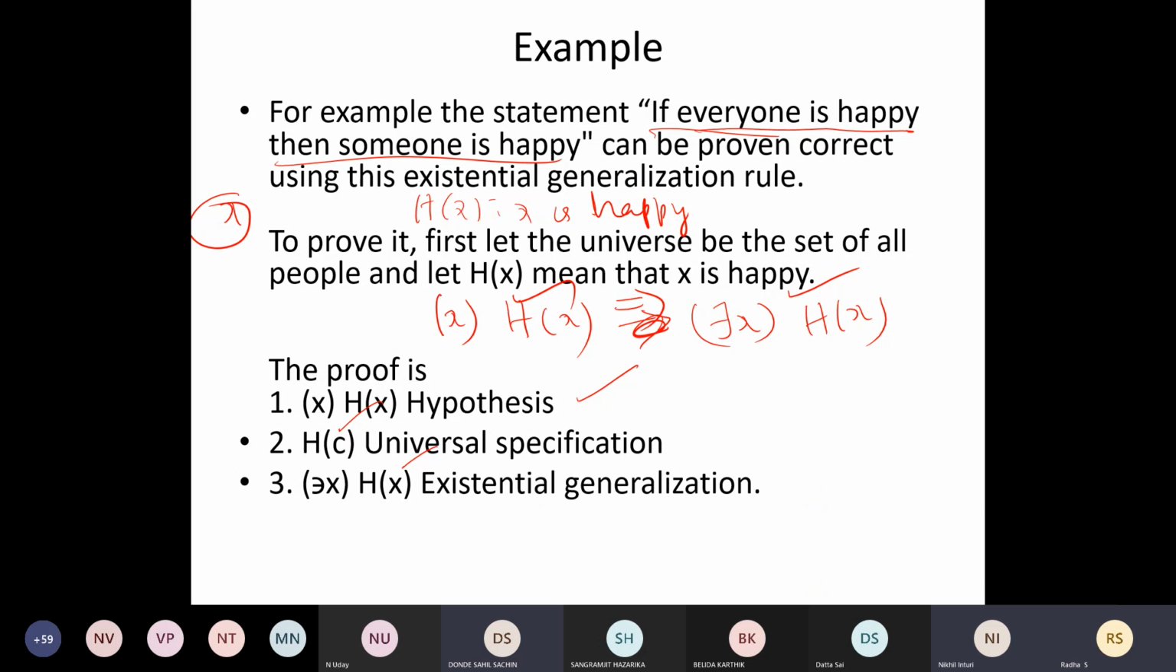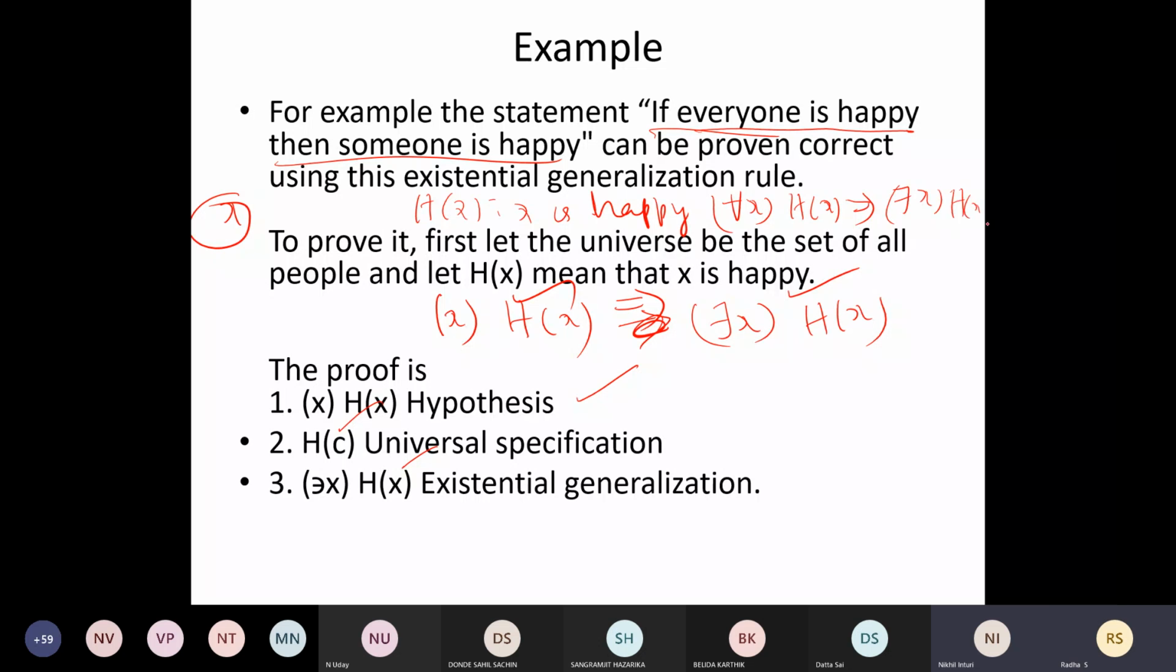For all x, h of x. For all x, h of x should imply someone is happy. Again, you don't worry about x being a human only. Someone means there exists an x such that x is happy. How do you write that? Oh, you're all sleeping. Very simple thing here. There exists x, h of x.